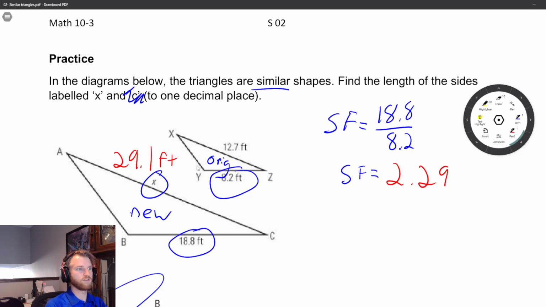What that's saying is that if we take this triangle and multiply by 2.29, we will get this triangle. This triangle is 2.29 times bigger. So to find this missing side, I just took this side here, multiplied it by our scale factor of 2.29, and got 29.1 feet for this side here. And that's it for that one.